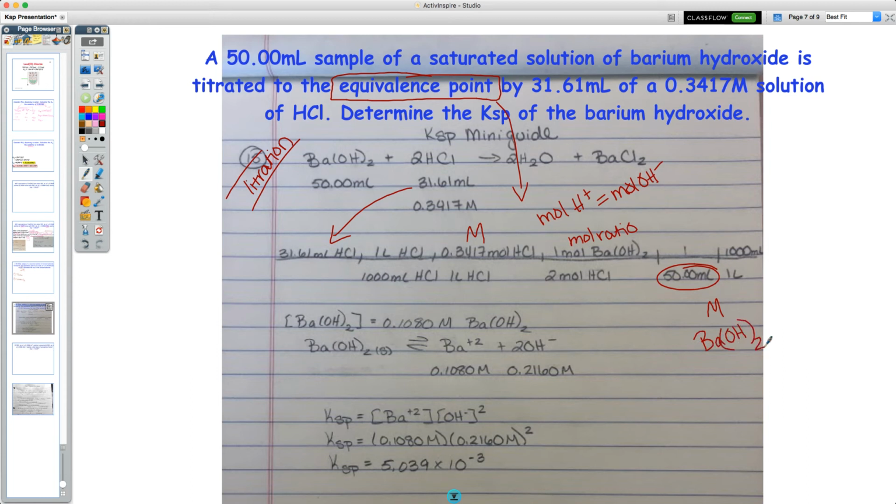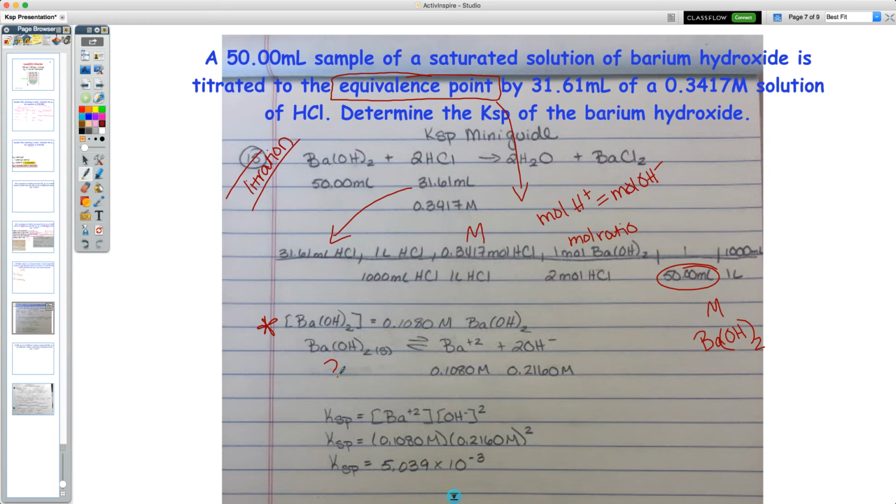Okay. Now, once we solve everything, we come down here and we get that the concentration of barium hydroxide is 0.1080 molar. What that means is that concentration of barium hydroxide gave me enough OH minus ions to be able to react with the HCl. So I still don't know what's going on over here. It was a 50 mL sample, still don't really care about that.